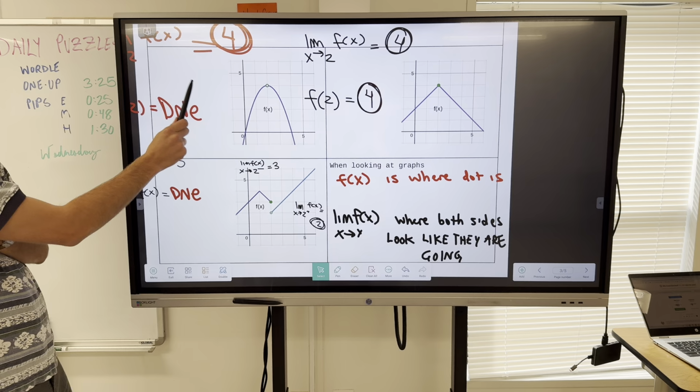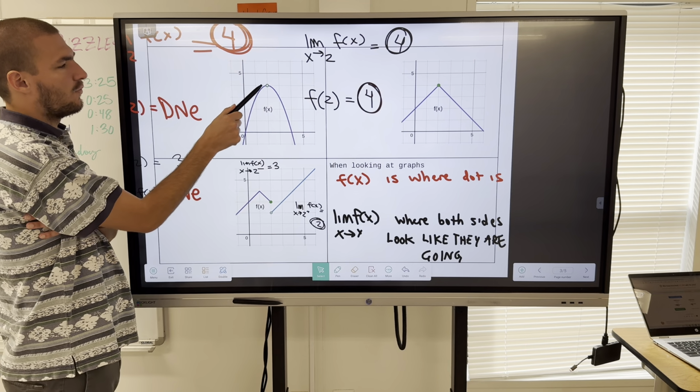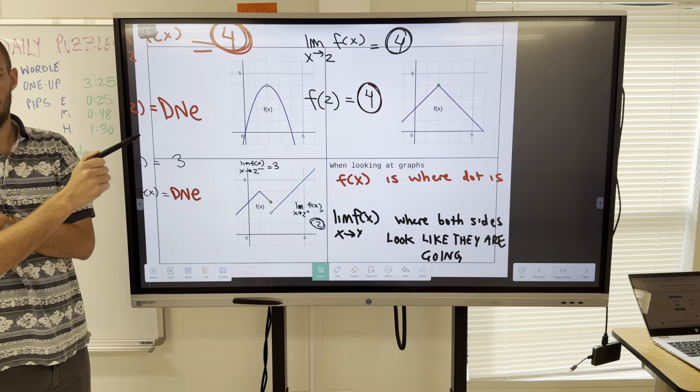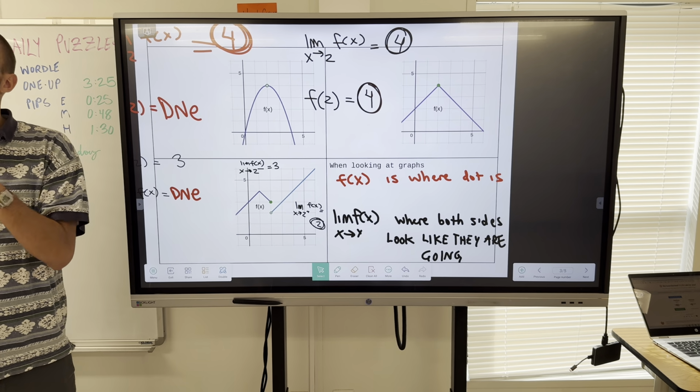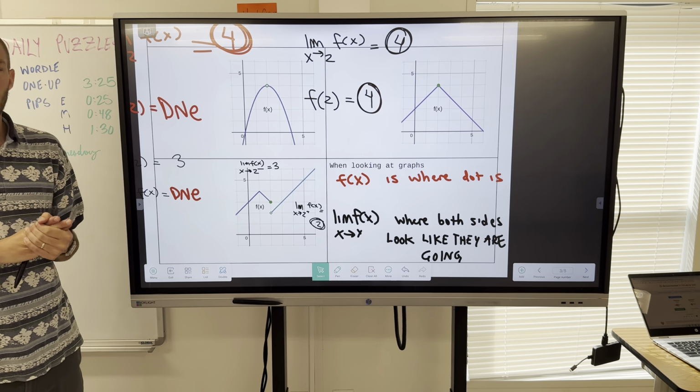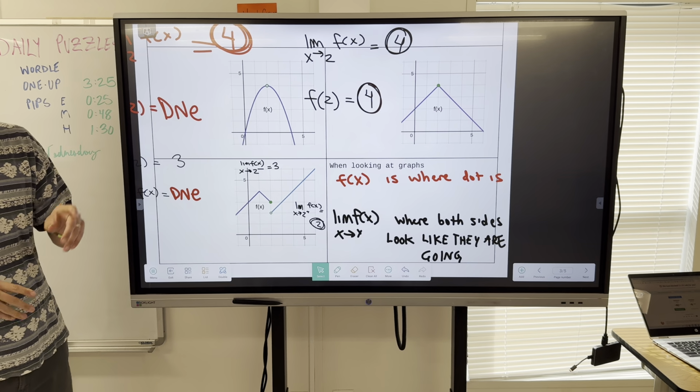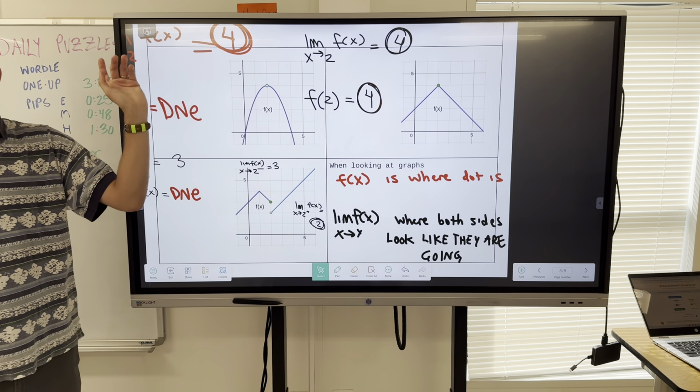Just like we did on a question like this, where there's one small issue, we could still find the limit, which is 4. Even though there's a gap, even though there's a problem, we're still able to make a prediction. This is called a hole.